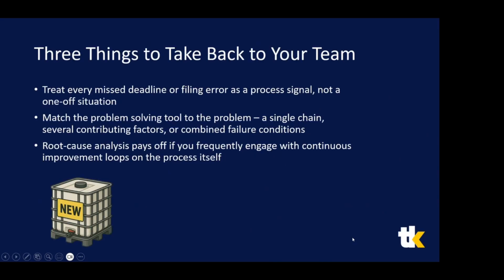Three things to take from this to bring back to your team. Treat every missed deadline or filing error as a process signal, not a one-off situation. Maybe you just made a calculation error this year. Maybe you could redesign your spreadsheet or your reporting system to not have that error in it in the first place. If you missed a deadline this year, maybe you need to start your TRI reporting process sooner than you did.